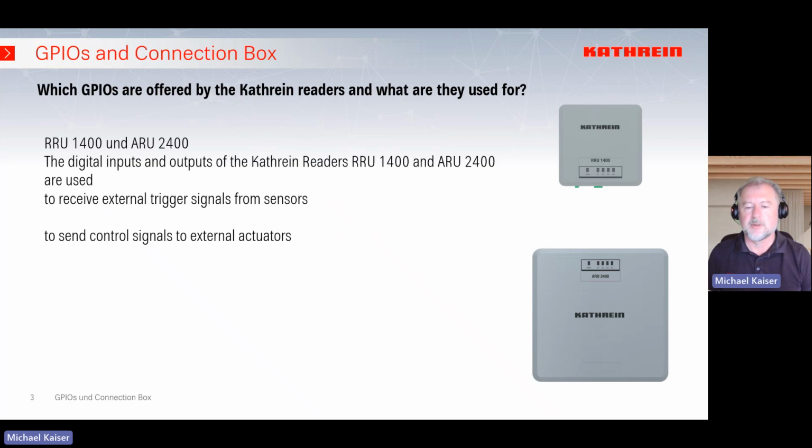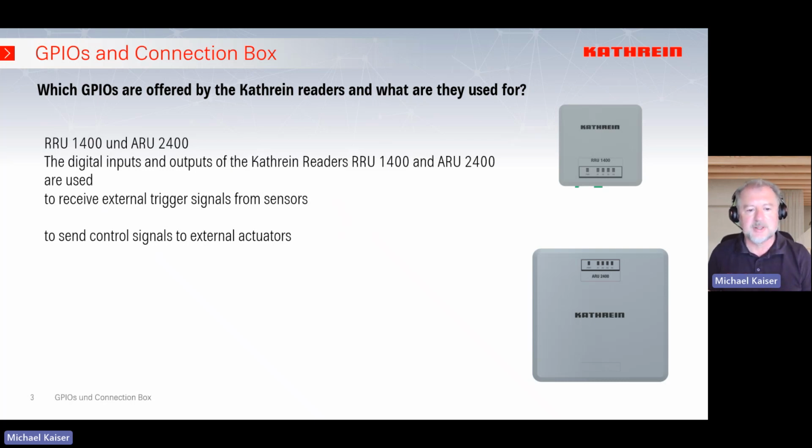At Kathrein, we have two classes of readers. We have our data versions, the RU 1400 and ARU 2400 units, the X400 readers, which have a certain type of GPIOs, and we have the other readers. Let's start with the 2400 readers and 1400 readers, and you will see that we use these digital inputs and outputs, which are built in, for several purposes.